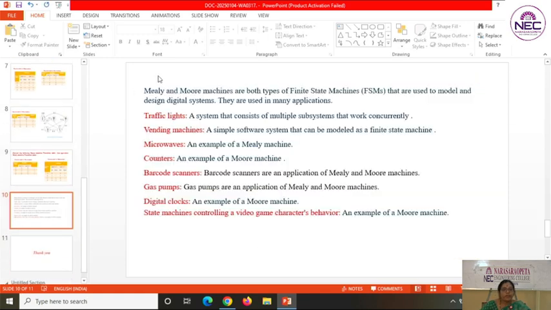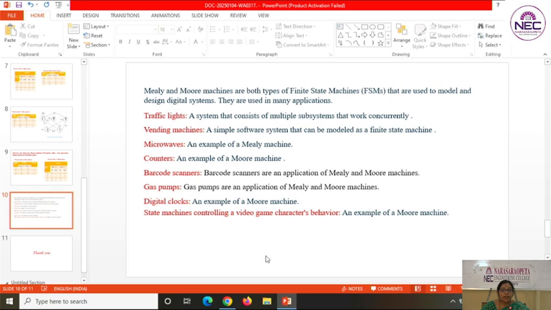Finally, applications of Mealy machine and Moore machine. Mealy and Moore machines are both types of finite state machine that are used to model digital design systems. They are used in many applications. Practical applications include traffic lights, a system that consists of multiple subsystems that work concurrently. Next, vending machine, a simple software system that can be modeled as a finite state machine.